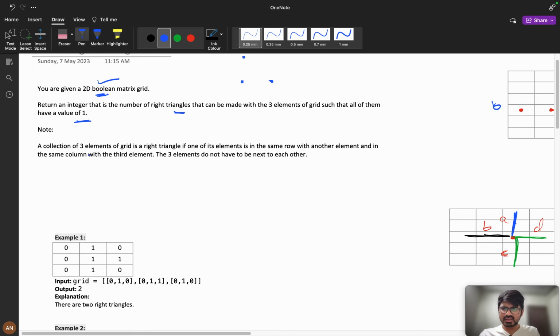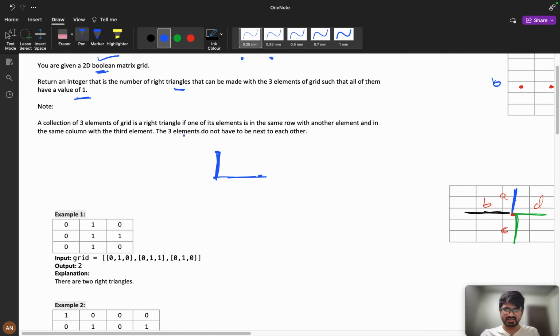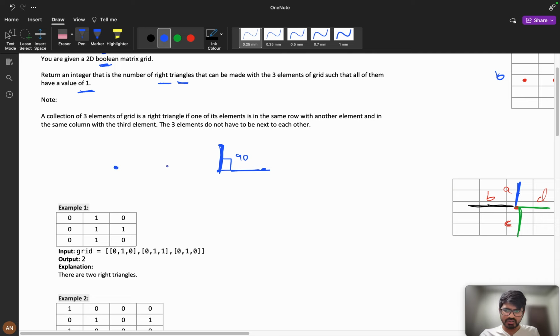A collection of 3 elements of a grid is a right triangle if one of its elements is in the same row with another element and in the same column with the third element. The 3 elements do not have to be next to each other. He is saying that at least 2 of my elements should be in the same row. If it is in the same row and also in the same column, then only can I form a right angle triangle. You can see this is my 90 degrees. So at any given point, you should have the left one and right one, or the top one or the bottom one. If you have this, you can form the triangle.